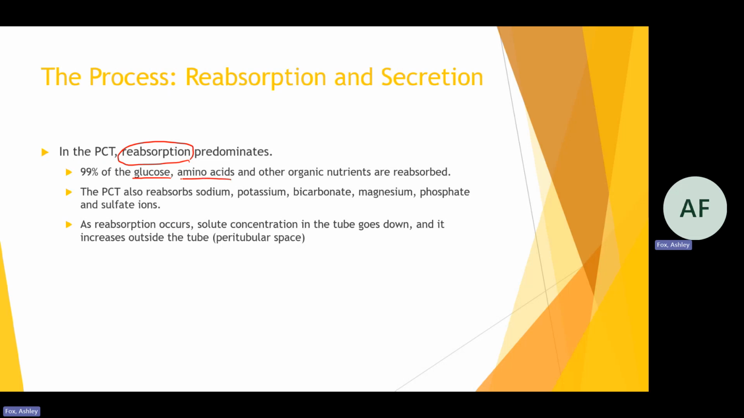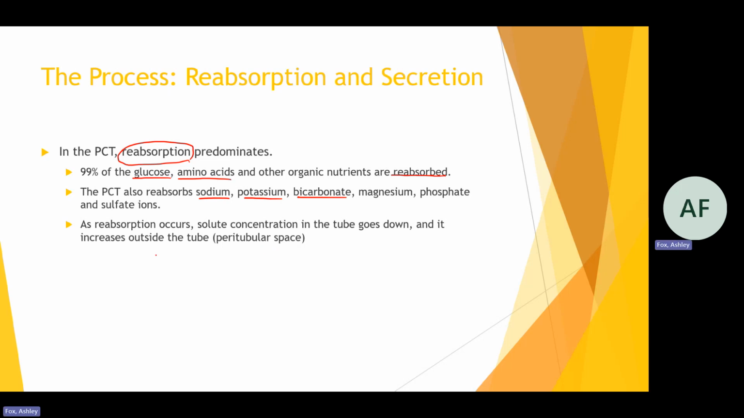Not urinating out amino acids, specifically ones that we need, and all of our other organic nutrients like lipids are reabsorbed. We want to keep those. We can use those inside the cells to build new things or use them to make ATP. The proximal convoluted tubule, again, is going to reabsorb a majority of sodium, potassium. It's also going to reabsorb bicarbonate. That's our major buffer in the bloodstream, so we want to keep that. You'll maintain magnesium, phosphate, sulfate ions. All of those things are going to be reabsorbed. Again, most of the water, 60 to 70% of the water, is going to be reabsorbed by the proximal convoluted tubule.